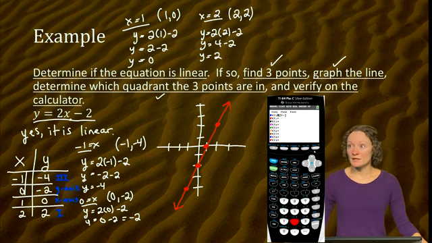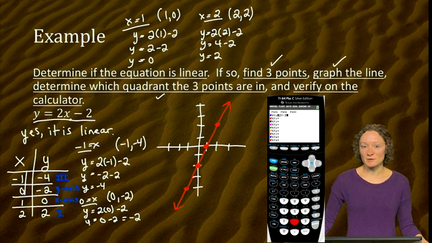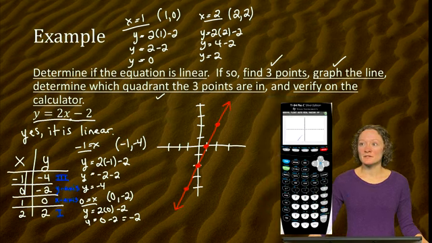All right, so now we can look at the graph. If you go up to the top along your top 5 buttons, all the way on the right is the graph button. Click that. The screen will come up. And you should see it graph slowly, quickly, depends on your calculator. So there is the equation, our linear equation graphed.